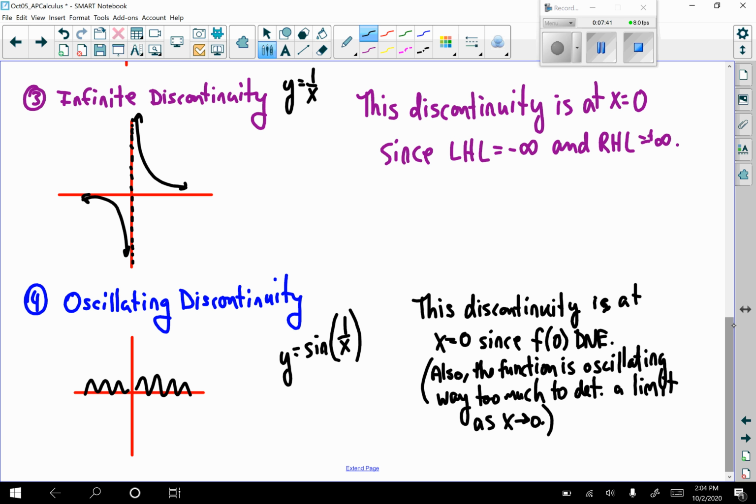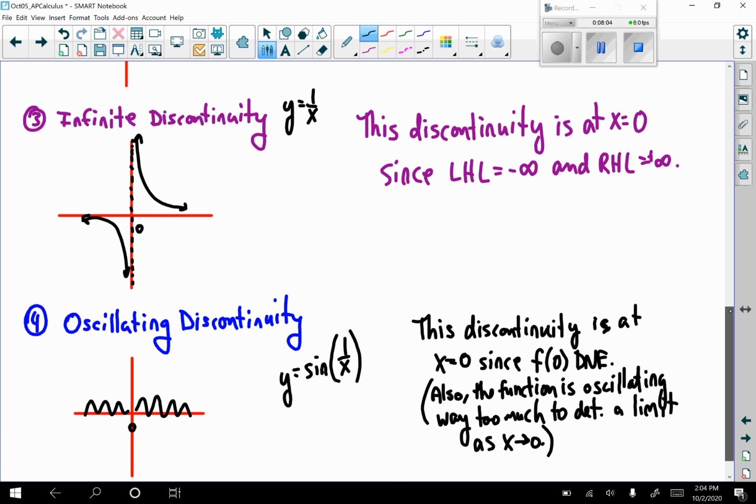And then the fourth type, an oscillating discontinuity, we saw that the best example for this is y equals sine of 1 over x. Make a little sketch here. And again, we could point out at 0. Again, we could put a 0 in for that third explanation. This discontinuity is at x equals 0 since f of 0 does not exist. Also, the function is oscillating way too much to determine a limit as x is approaching 0.